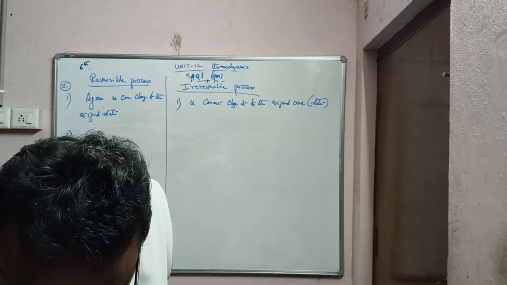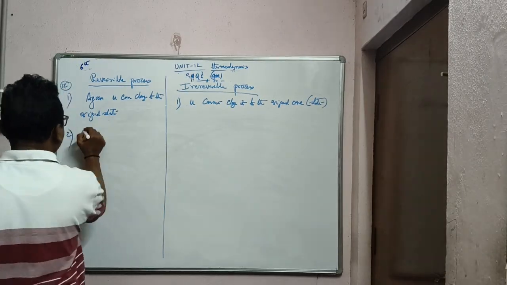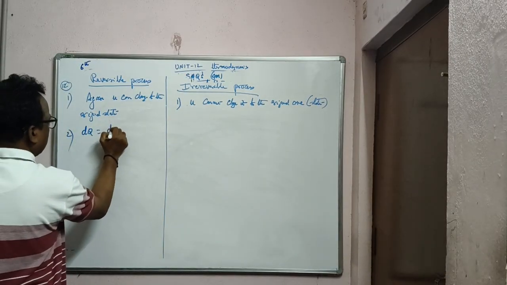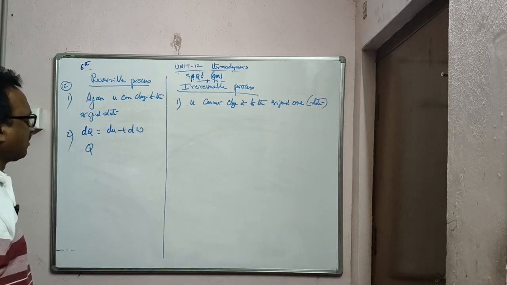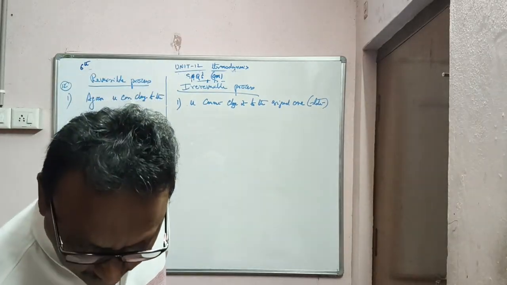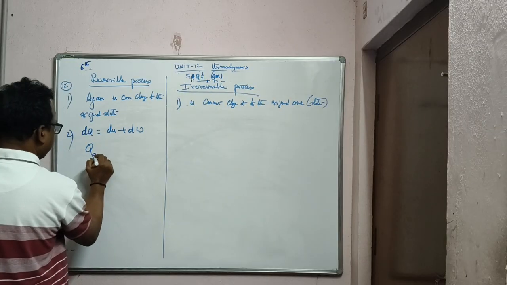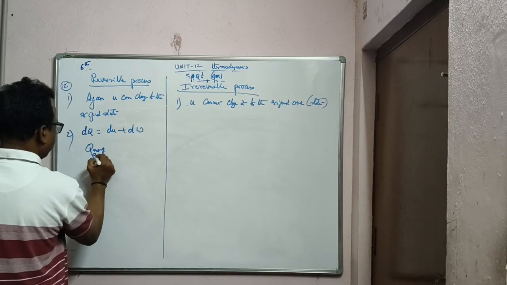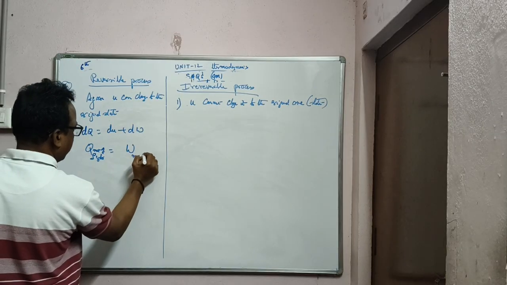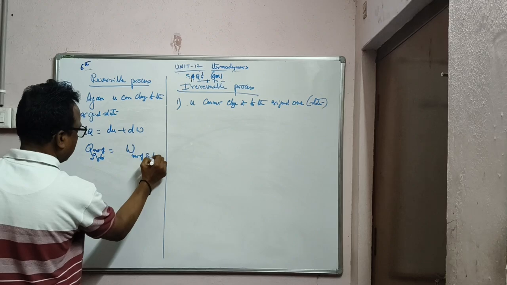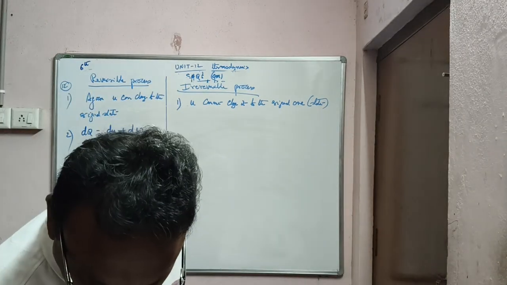Reversible means that. Okay? So in the first law of thermodynamics, dq is equal to du plus dw. Q net is equal to W net, and Q net of the system is equal to W net of the system. Net heat is equal to net work of the system.